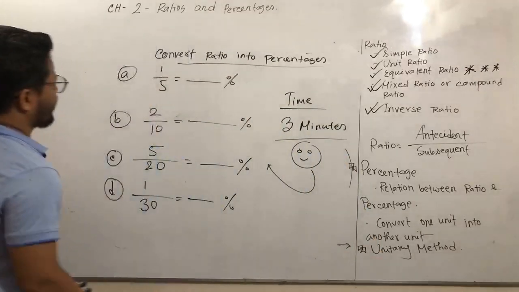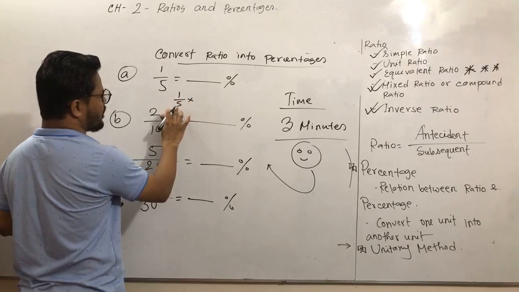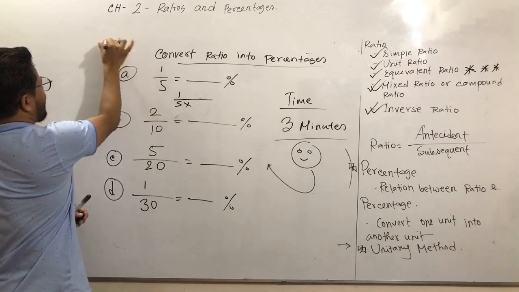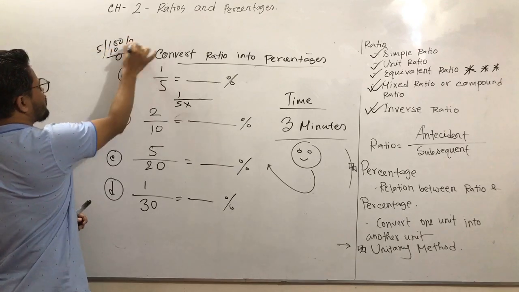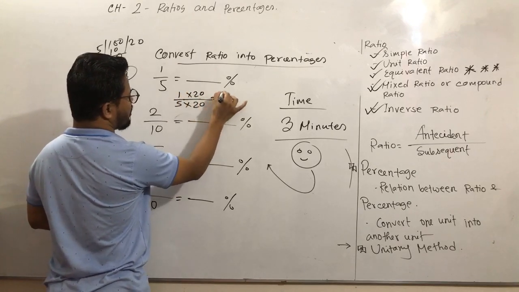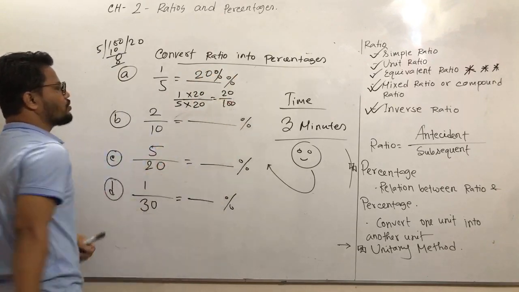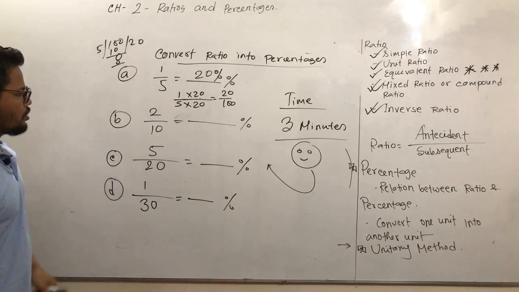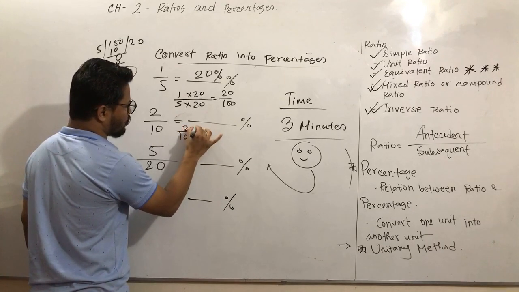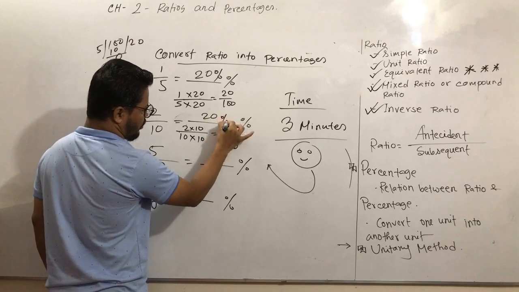Okay, let me explain first. Already we have done this one, 1 by 5. If you want to convert this into 100, directly you can multiply by 5. If you divide 100 by 5, you will get 20, so multiply by 20, you will get 20 by 100, which indicates 20%. So the first question compared with 100 gives 20. Another one, this is 10, so 10 multiplied directly by 10 gives 100, and 2 multiplied by 10 gives 20. So this one will be 20 by 100, also indicating 20%, compared with 100.